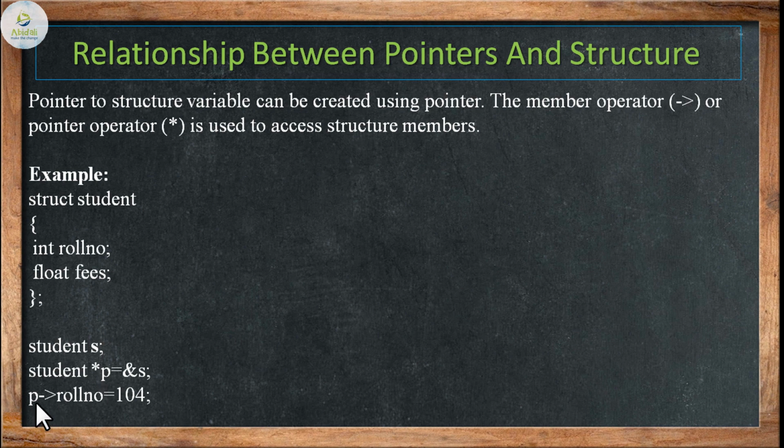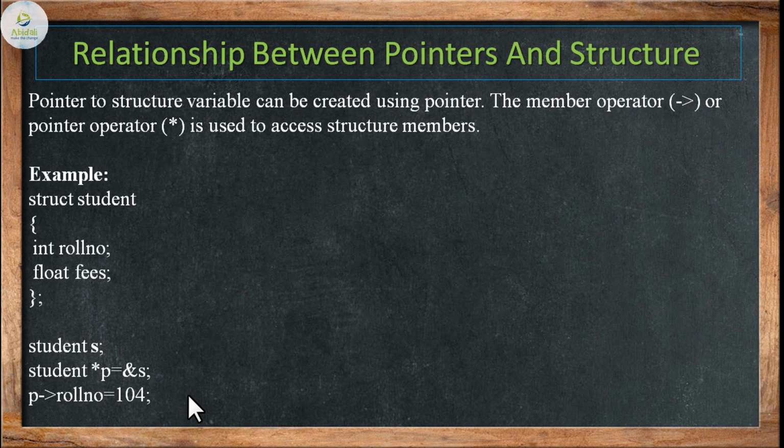Indirectly we will have access to the members of the structure student, roll number and fees, through the pointer called P. So P can access them by using the member operator. The member operator is given here. That is an arrow mark which is going to access the first field of the structure, that is roll number equals 104. So this is how the structure and the pointers are related.